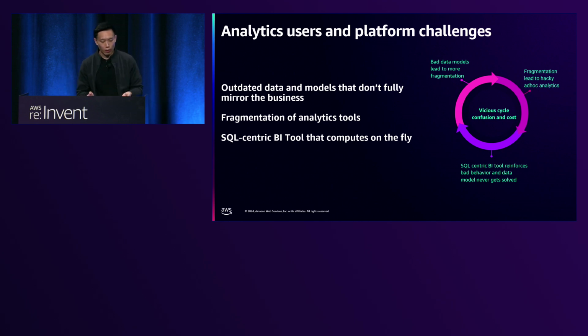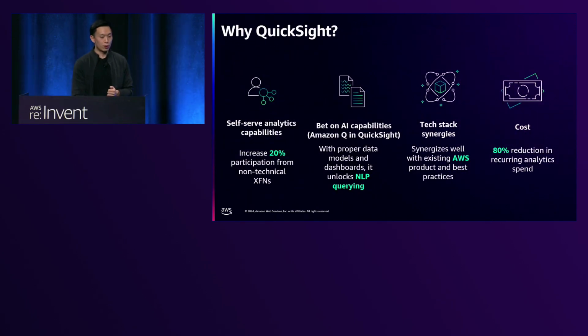And at the center of our problem is also a SQL-centric BI tool that computes on the fly. What this means is we have a data tool that's really friendly for data scientists, but not really for anyone else. And that proliferates this problem because now you have a lot of SQL code that lives in the tool itself, all this business logic that further fragments our analytics, which results back in the first loop: outdated data models that don't fully mirror the business. And this negative cycle continues and continues. That's why we introduced QuickSight, to help us with this self-serve analytics journey.